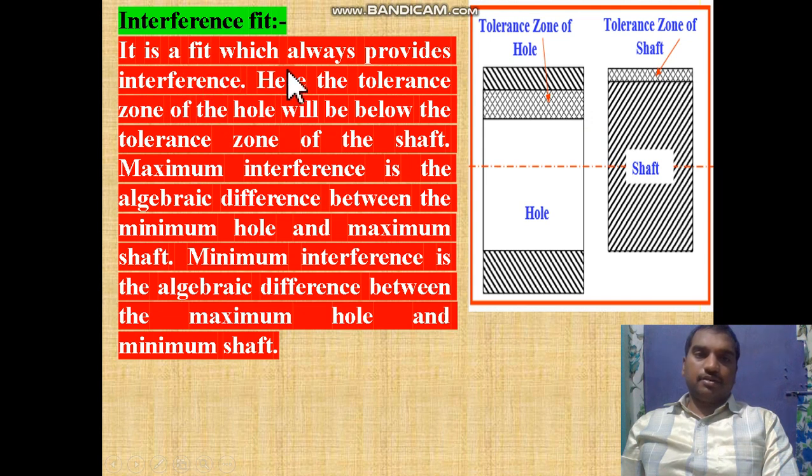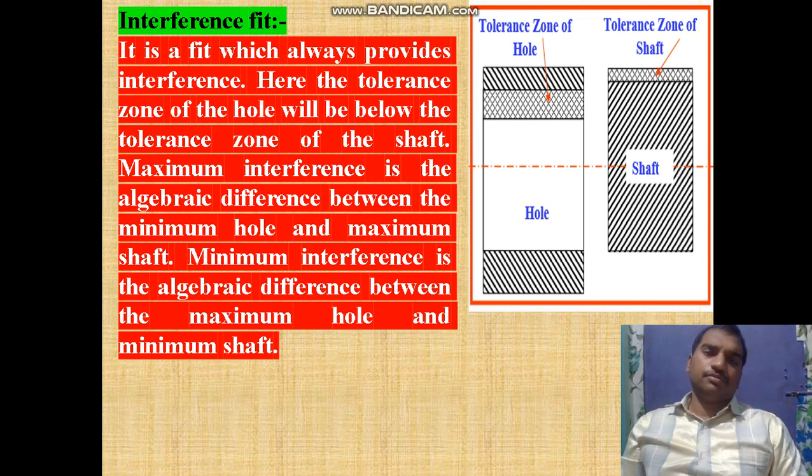It is a fit which always provides interference. That means there is no gap. The hole size is small, but the shaft size is big, which cannot be inserted into the hole. So proper fitting will not happen. There is no gap. That type of fit we call an interference fit.